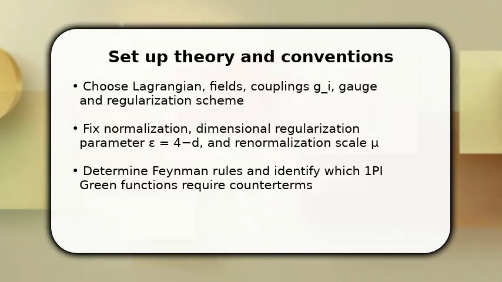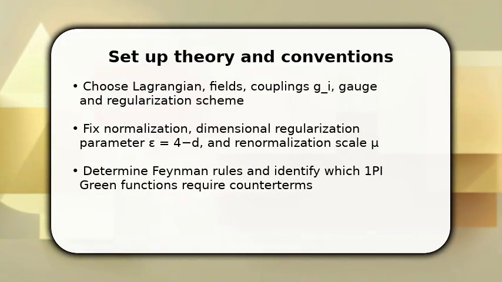Next, derive Feynman rules so you know which vertices and propagators contribute. Then identify the one-particle irreducible Green functions that need renormalization. These determine which counterterms to compute.